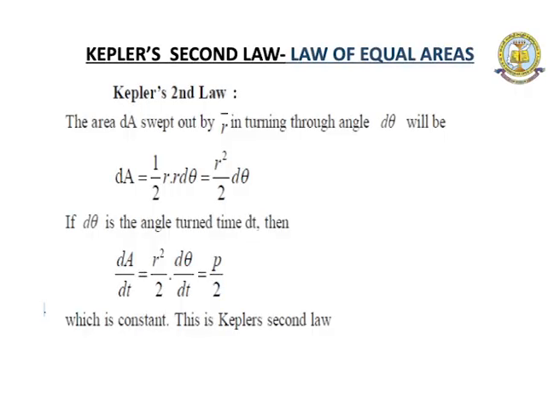dt is the time interval, the angle turned in that interval, d theta. Multiplying on both sides, that is equal to r square by 2 d theta by dt, which means p. So you know that transverse acceleration r square d theta by dt is equal to a constant, that is p. So you can write p by 2, and since p is the constant, p by 2 is also a constant value. Okay, this is Kepler's second law.